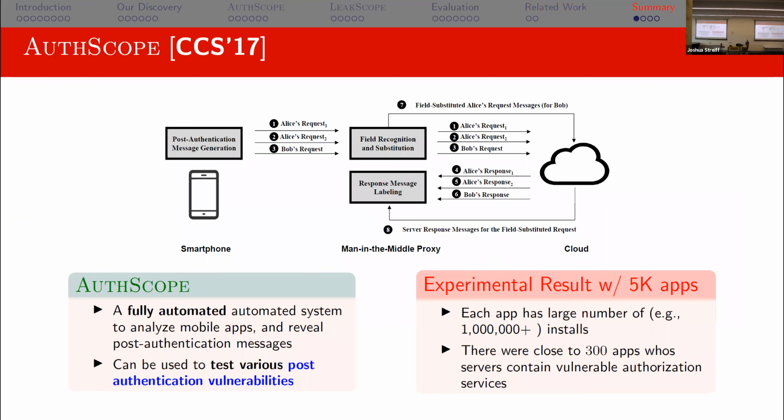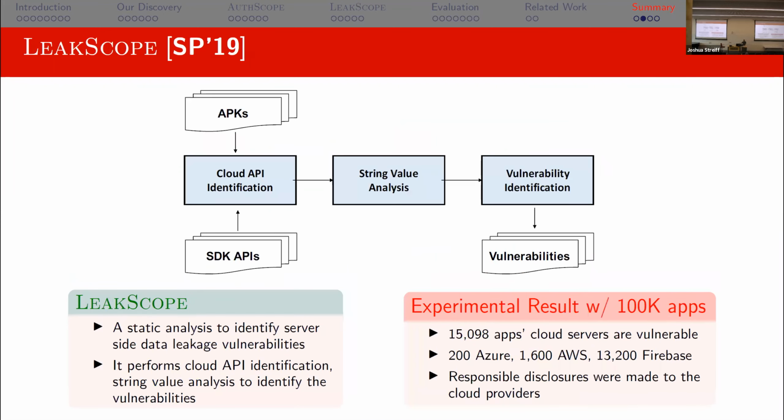Okay, so what did I talk about? First, I talked about the tool that uses differential analysis to automatically log in to the server to identify whether the authorization has been properly configured. We tested about 5,000 apps and identified 300, if you remember, that are vulnerable to those authorization problems.